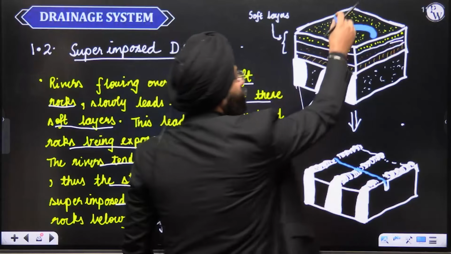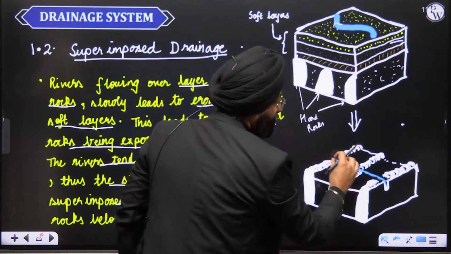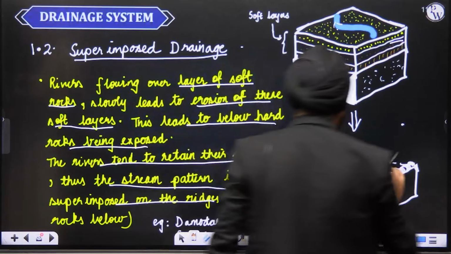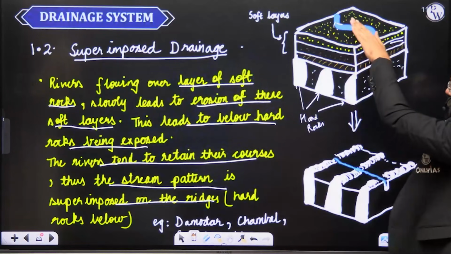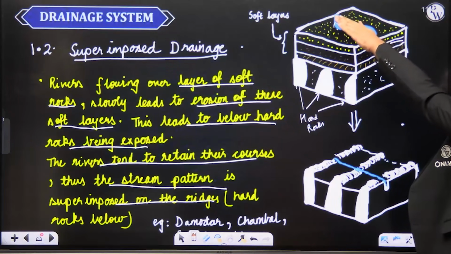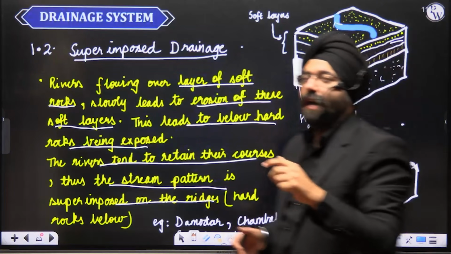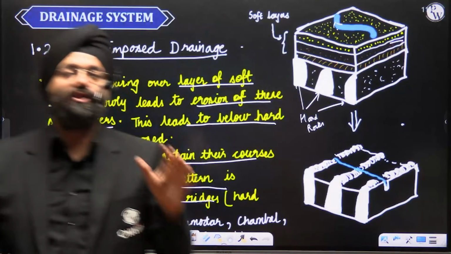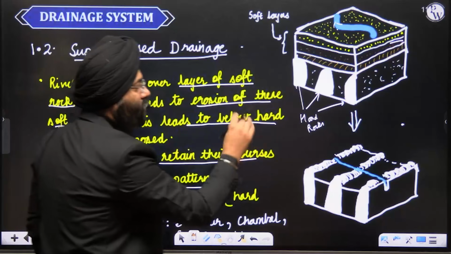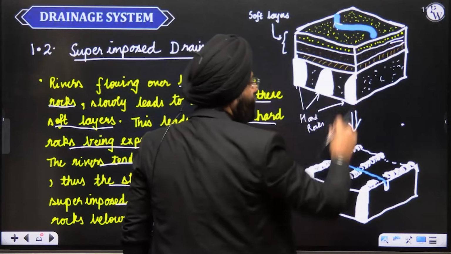That means, like, this was a soft rock, and it was flowing like this. Now it is still flowing over here. That means the pattern in which it was flowing is being superimposed on this particular surface as it was on the softer rock surface. So that is why it is known as superimposed drainage. Again, repeating, the rivers tend to retain their courses. What do you mean by courses? The way they were flowing.